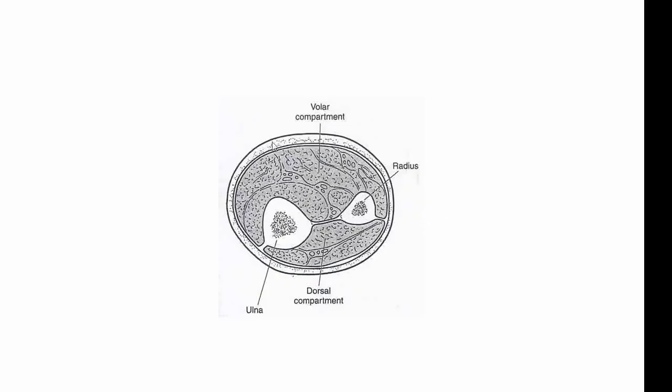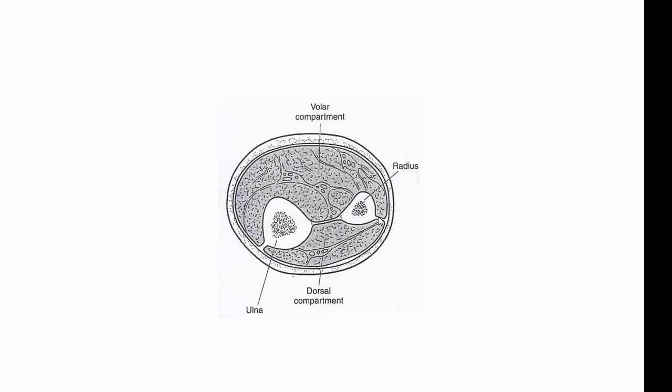So here I'm just showing you a cross section of the forearm. So this is anterior, posterior, lateral and medial, and you've got the ulna and radius we're looking at. In between the radius and ulna you've got this membrane called the interosseous membrane. Inter meaning between, os Latin for bone, so between the bone membrane, interosseous membrane.